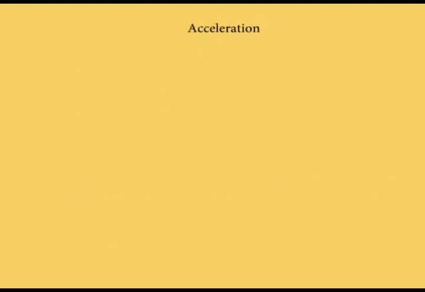Acceleration. Acceleration is the rate of change of velocity. Again, we know that the gradient of a velocity time graph gives us the acceleration. To obtain the acceleration function, we differentiate the velocity function. And so acceleration is equal to dv over dt.